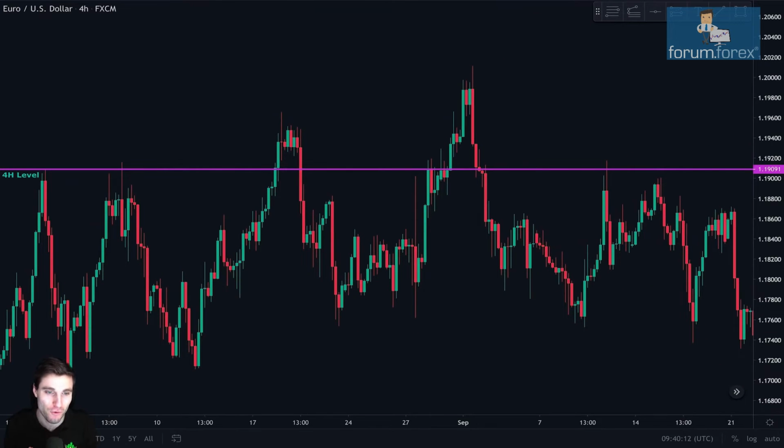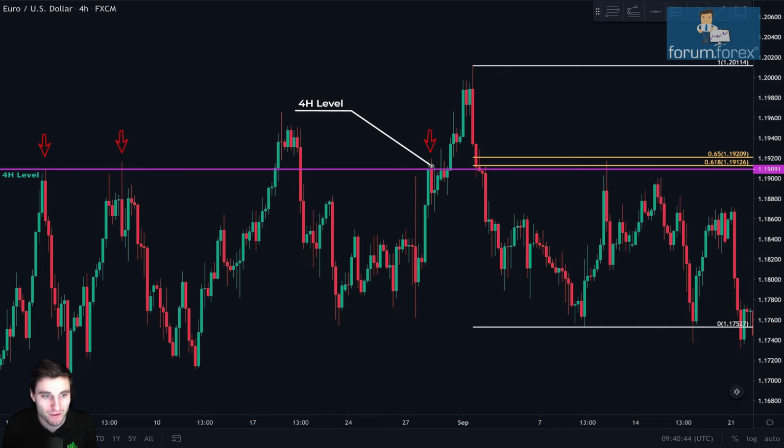Moving on. We can use this same strategy for Forex. This is the Euro-USD pair. We identified that this 4-hour level acted as a resistance multiple times, so we draw it. We then take our Fibonacci retracement and we see that we have confluence with the CC zone.